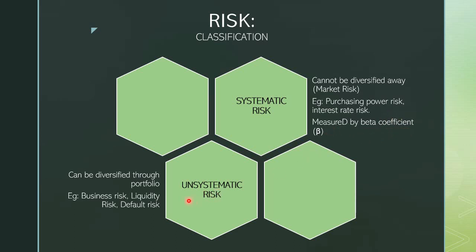But for unsystematic risk, we can reduce this kind of risk by diversifying our portfolio, meaning that we do not put our money in one basket. Instead, we separate our investment into many types of investment to build one portfolio. Examples of unsystematic risks are business risk and liquidity risk.